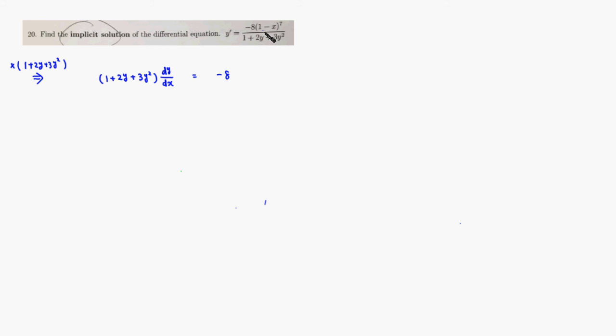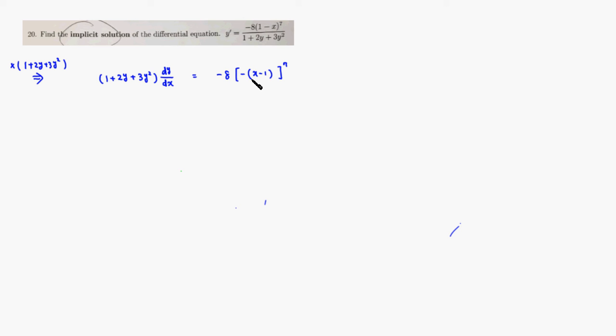And I don't like to have 1 minus x, so I'm going to turn it into x minus 1. You don't really have to do it, but you still have to raise it to the 7th power. But this is a negative x minus 1, right?